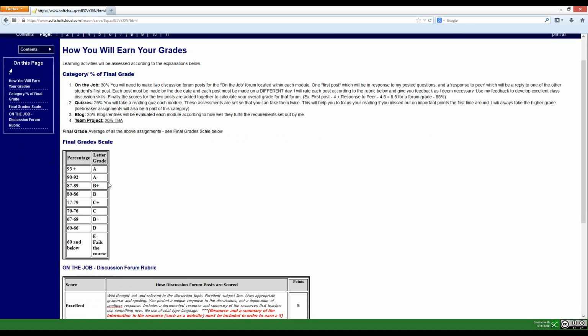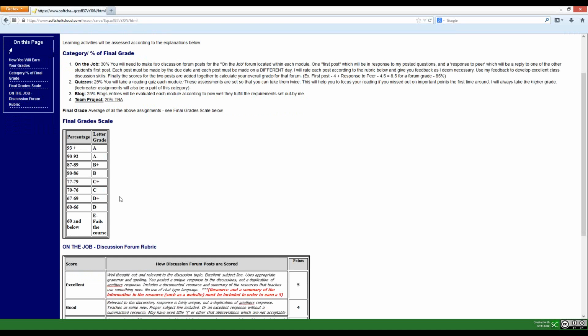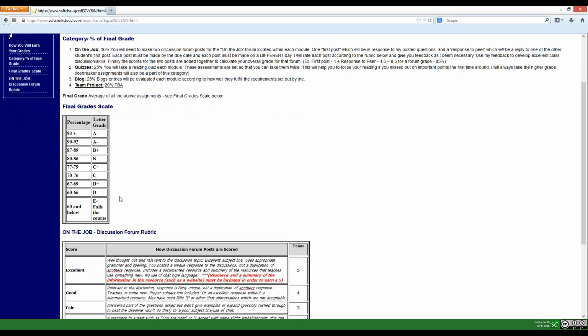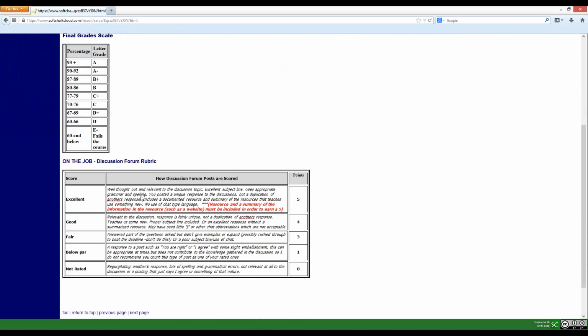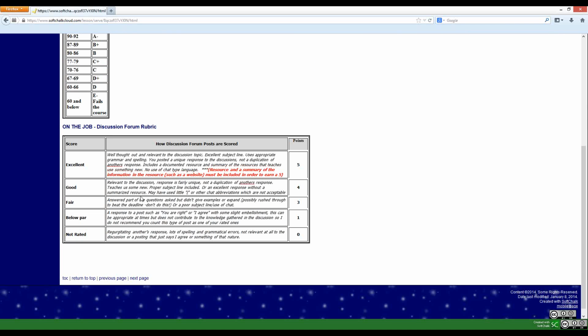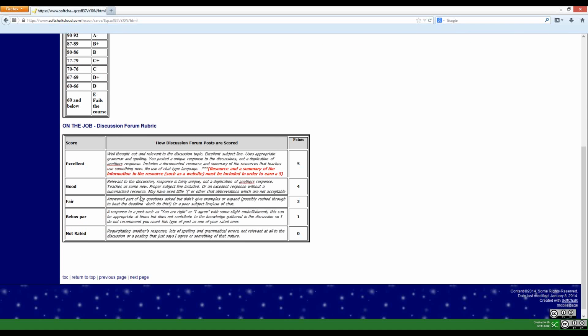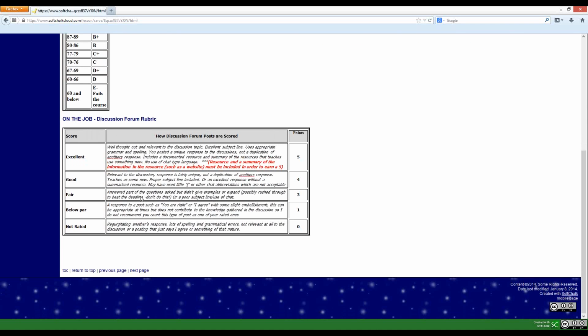As we discussed at the very beginning of the presentation, if they want to come back to this information, they can, certainly, but knowing it up front helps them know what to expect. We also have here in the intro the discussion forum rubric for the on-the-job discussion. So students, again, have that in mind when they actually get to that point in the course.